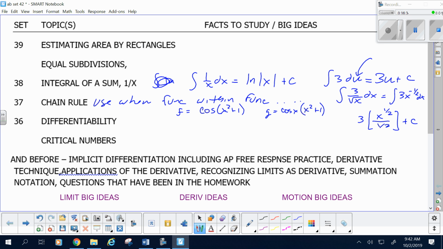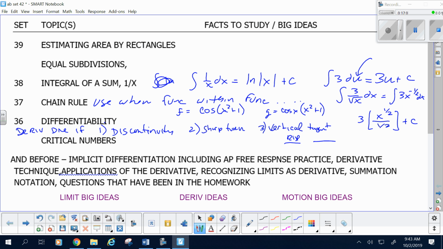Okay, differentiability. It has been a while since we've gone back to this. This is definitely something I want to review. There are 3 reasons a derivative doesn't exist. A derivative doesn't exist if there is a discontinuity: a hole, a vertical asymptote, a jump. What else? Sharp turn. That's an abrupt change in slope at a point. Or vertical tangent. What's wrong with vertical tangent? The rise over run is undefined. That's division by 0. That's why the derivative is no good there.